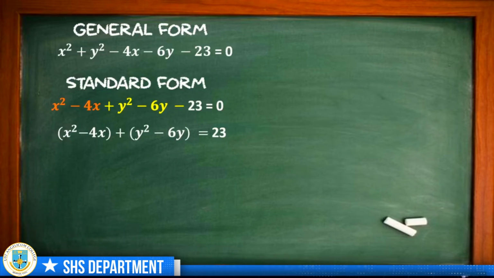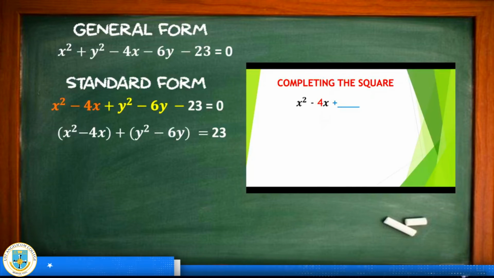So how do we complete the square of x squared minus 4x? Let's begin with this one. The process is for us to get half of 4. So what is half of 4? That will give us 2. Square that answer, so 2 squared is 4. So we need to add 4 to x squared minus 4x.